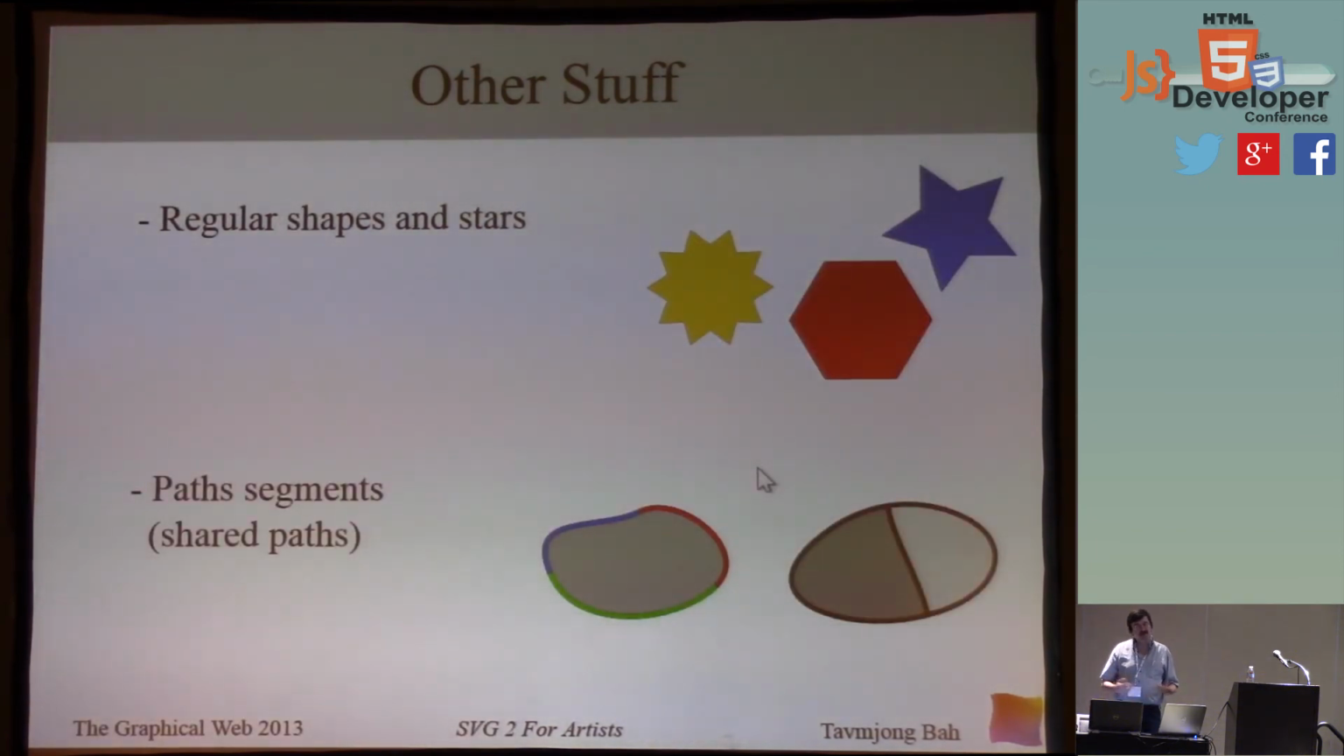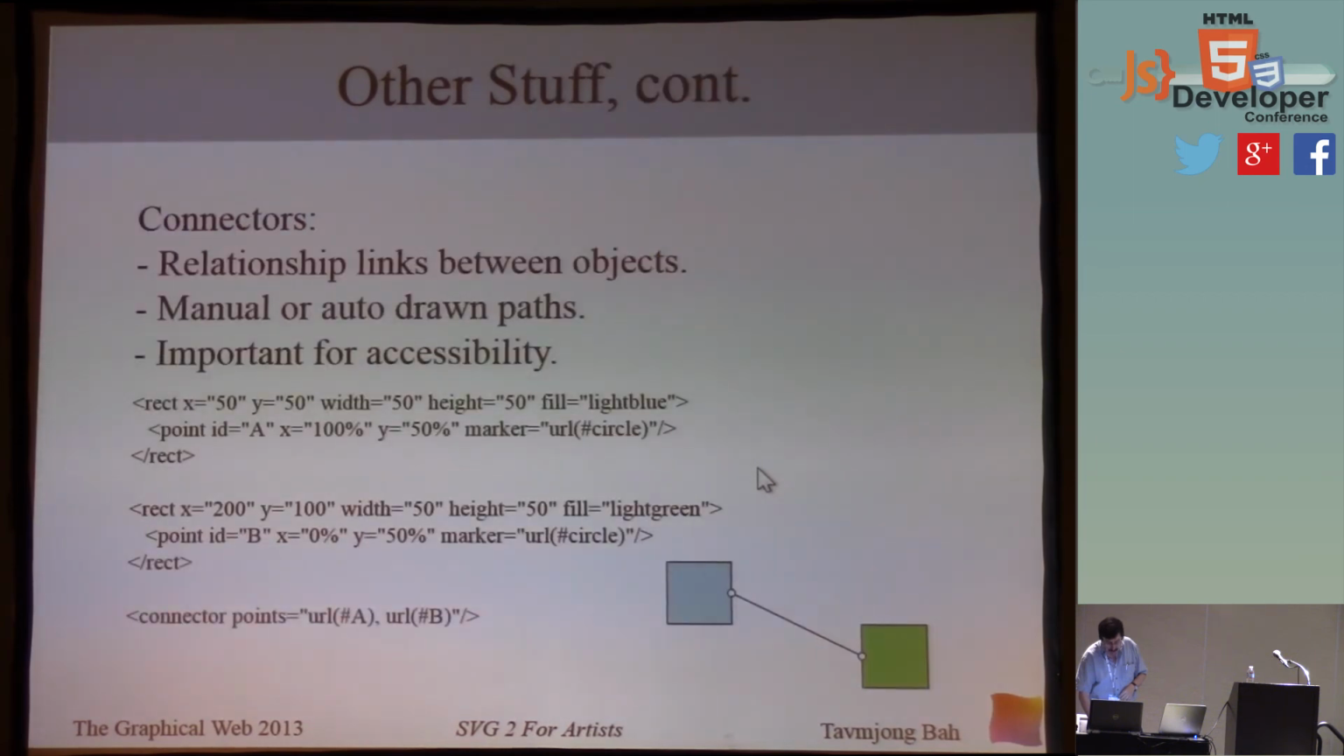Also, regular shapes and stars are something that people would like to have in. I'm not sure. The resources of the SVG group are limited. It's not just writing the spec, but also being able to write tests, getting people to implement things, and already there's quite a bit of stuff to do. But regular shapes and stars are of interest. Path segments, especially where you have maps, where you have map boundaries, where you share the same boundary between two objects. That would be something that we'd like to have, but it's probably not going to make it into SVG2.